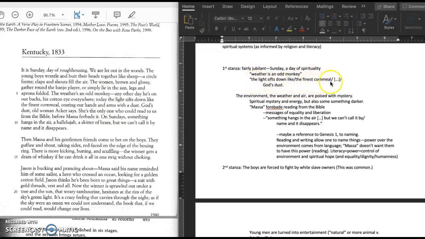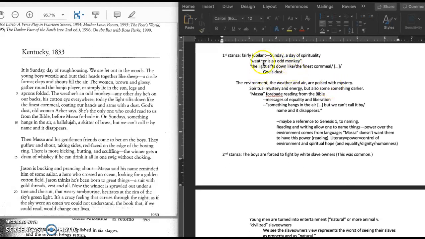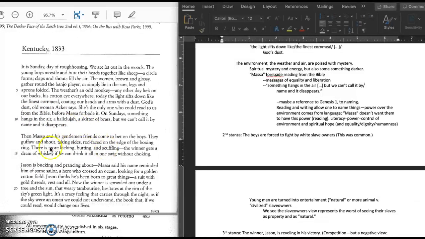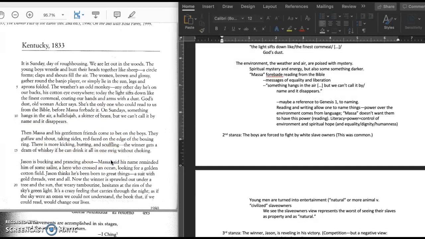The light sifts down like the finest cornmeal, God's dust. So it seems like there's something really beneficial in the environment, but then we switch to what we could call the social environment, or just what goes on on this plantation. And the young boys, or probably the older boys really, are forced to fight each other, right? All of the young black men are forced to fight each other to entertain all of the white plantation owners that have gathered here. And this was actually really common.